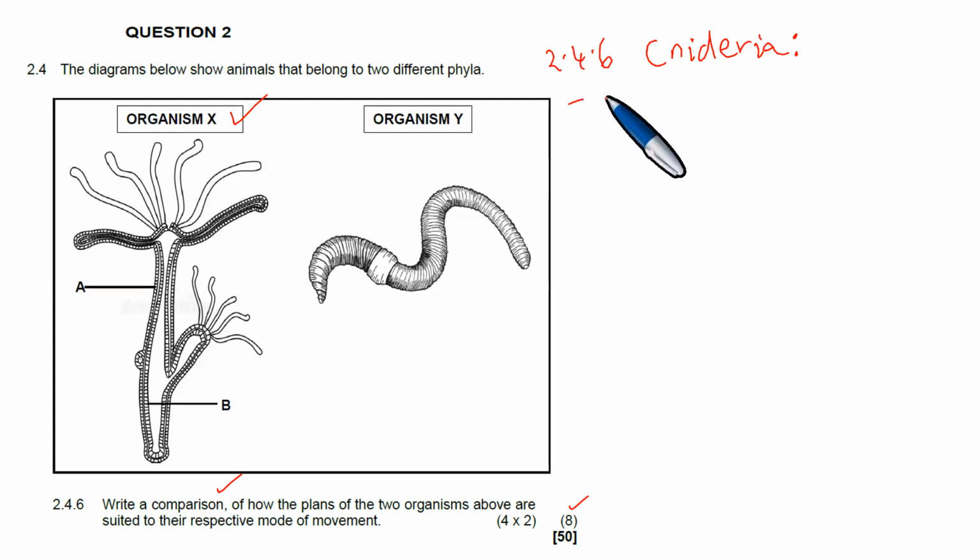Let's start with organism X, this Cnidaria. How are these kinds of organisms able to have the body plans of the two organisms above suited for their respective mode of movement? Let's see that. So we say that it's Cnidaria.